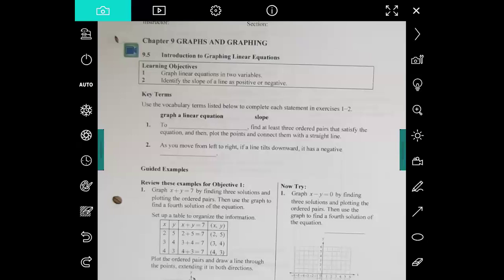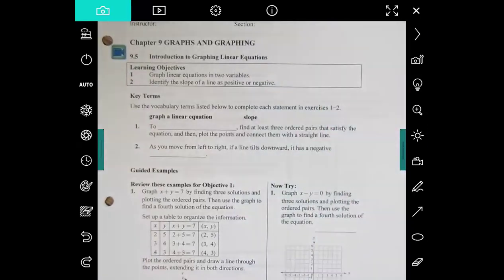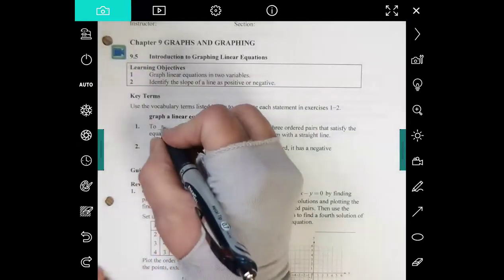Okay, everyone, let's continue with chapter 9, section 9.5, and today we're going to be graphing lines. I mentioned at the last class period that one of the things you do after you learn to plot points is graph lines, and sure enough, that's what we're doing today. So let's fill in these first few words and then dive right in. To blank, find at least 3 ordered pairs that satisfy the equation. That's going to be graph a linear equation.